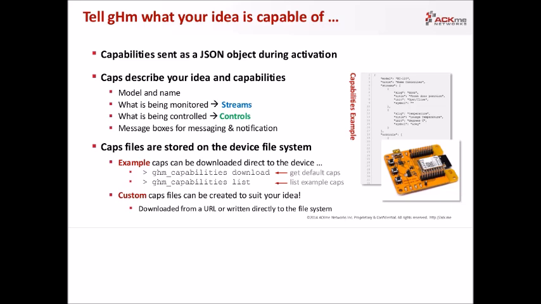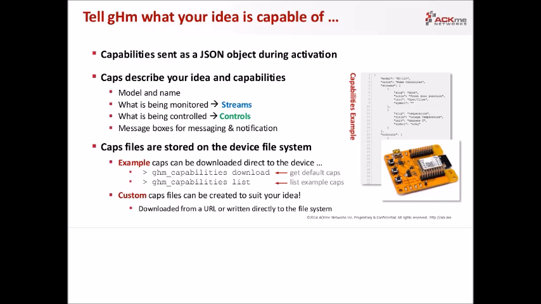What you do is create a capabilities file, and that object is effectively the description of each of the streams and each of the controls. Plus, it has a little bit of extra information in it about the model name, say, and the title of your device, so that the device will just automatically appear on the cloud, populated with all of this information. And goHACKme just knows what your device can do once this capabilities object is filled out.